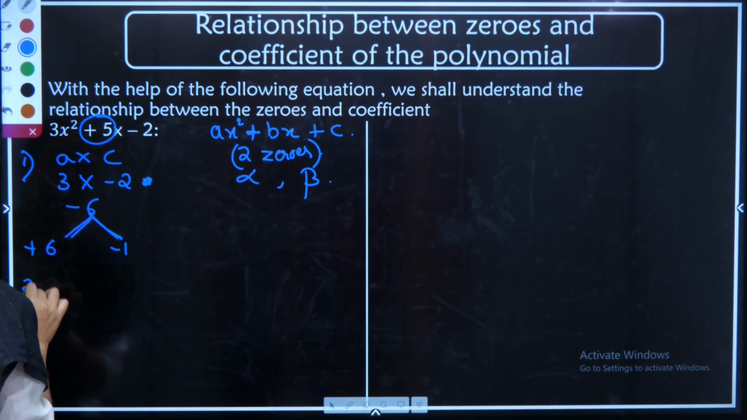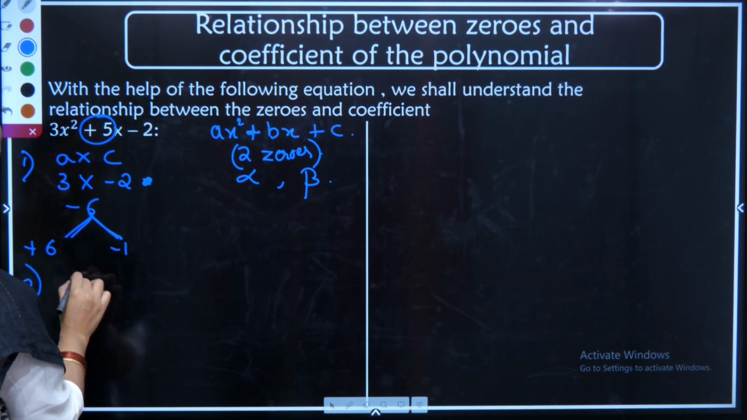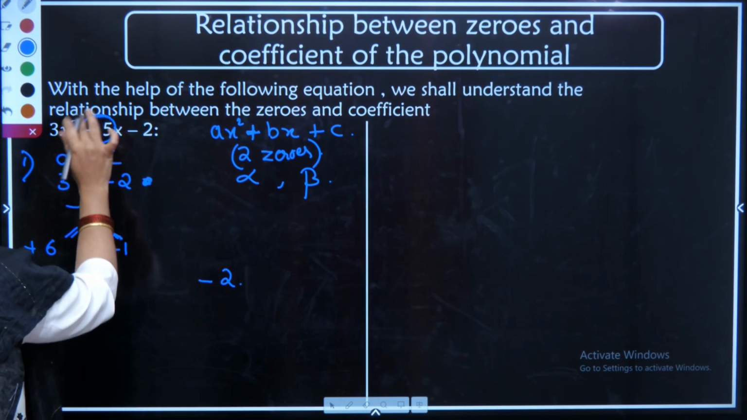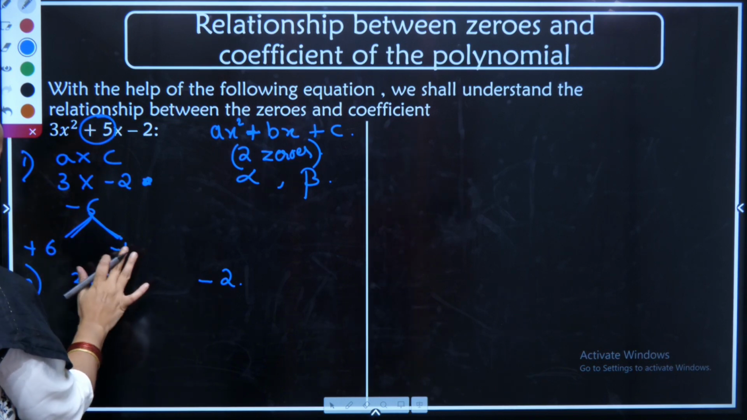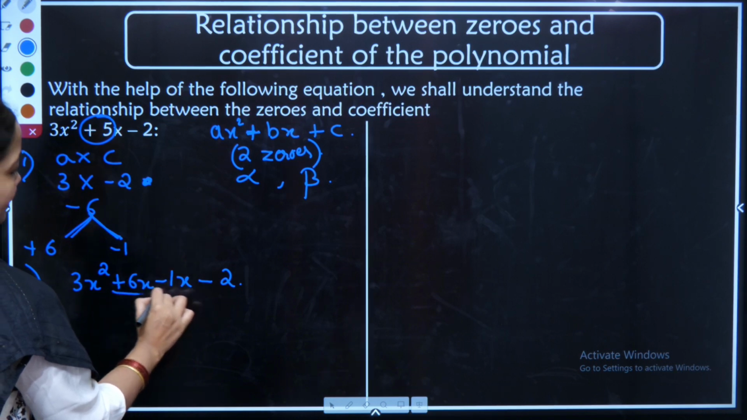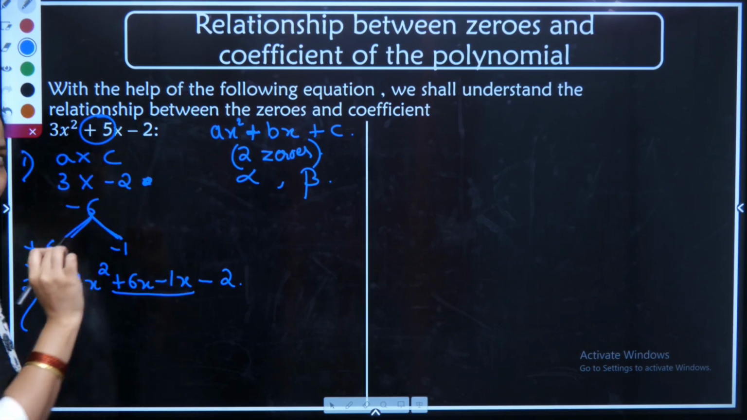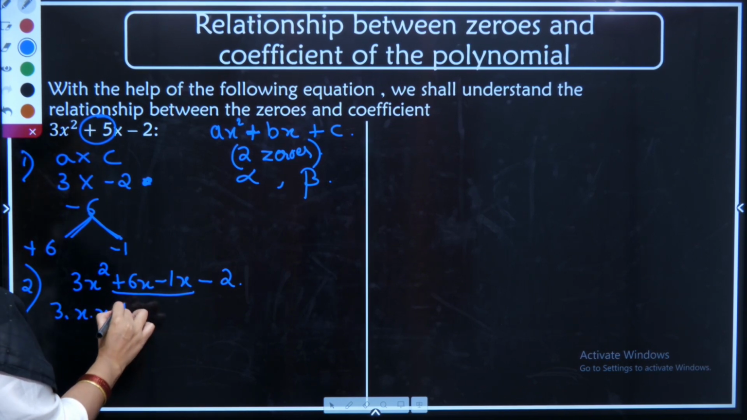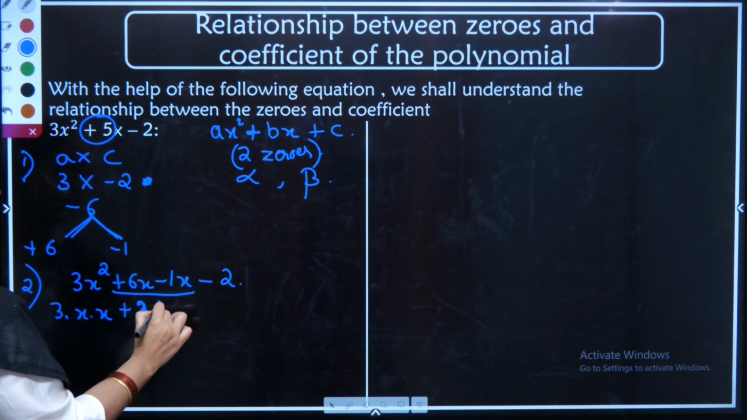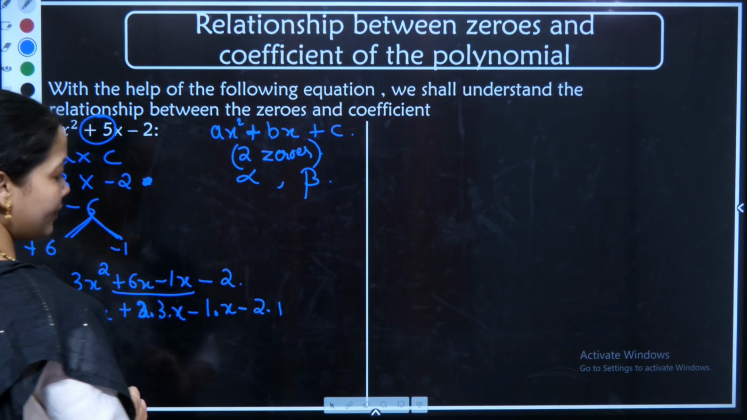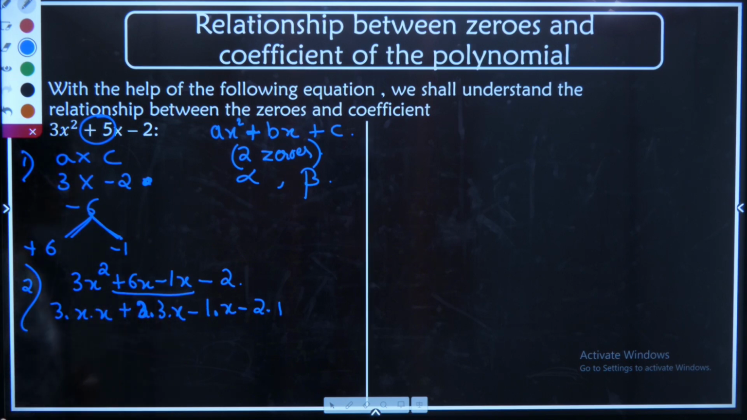So in the second step, as I told you, first I'll write the first term as it is, 3x square, and the last term as it is, negative 2. Instead of the middle term 5x, I'll be writing plus 6x and minus 1x. Plus 6 and minus 1 should give me the middle term, that is plus 5. Alright, now splitting this: 3 into x into x, 2 into 3 into x, 1 into x and 2 into 1. I have just written the elaborated format of 3x square, 6x, 1x and 2.